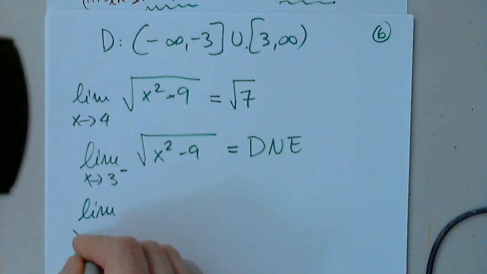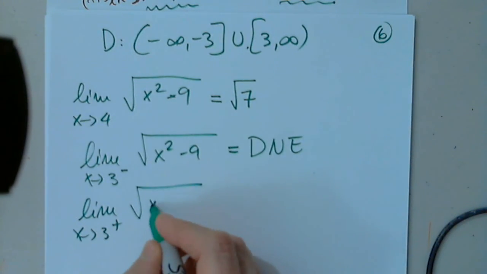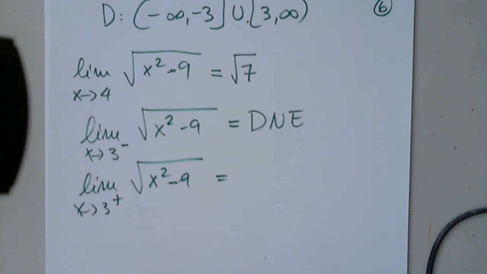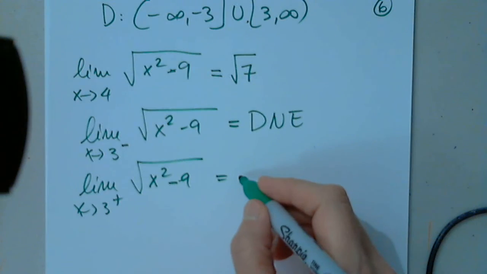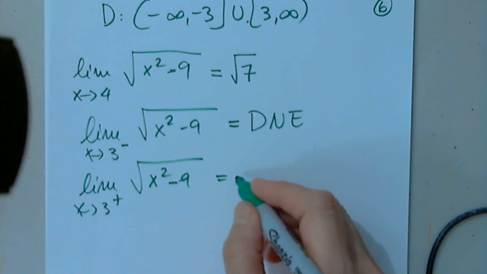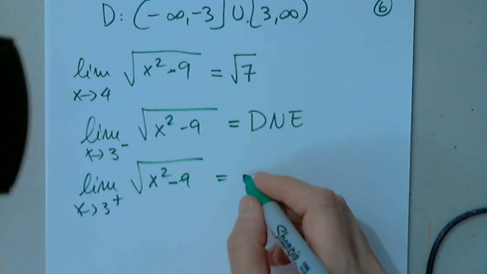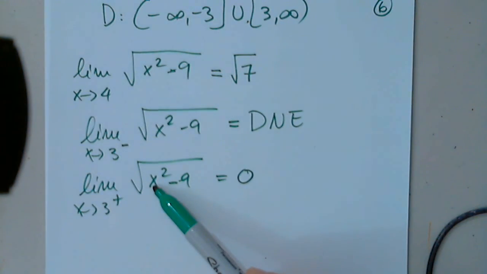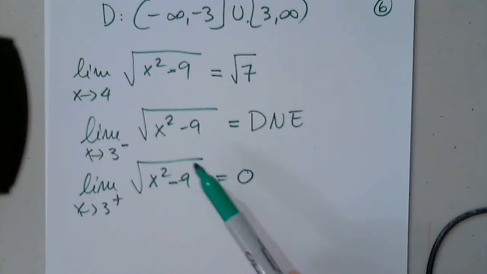What about this? I couldn't hear you. Say it again. No, does not exist. Anyone else? 0. Very good. So 3 from the right exists. 3 squared is 9. 9 minus 9 is 0. The square root of 0 is 0.